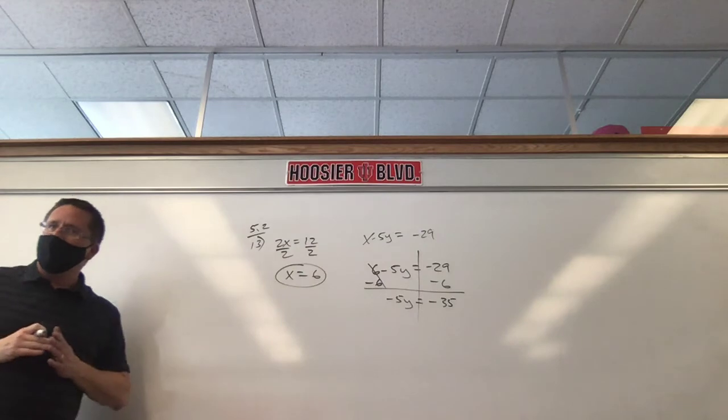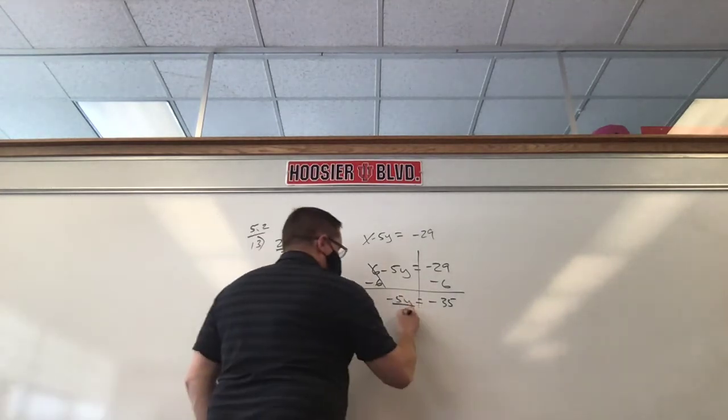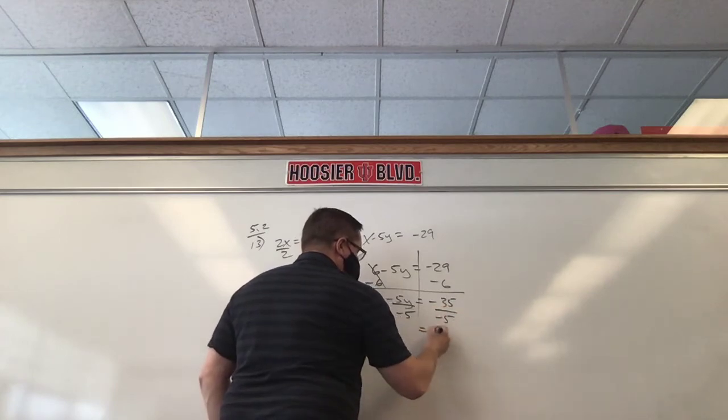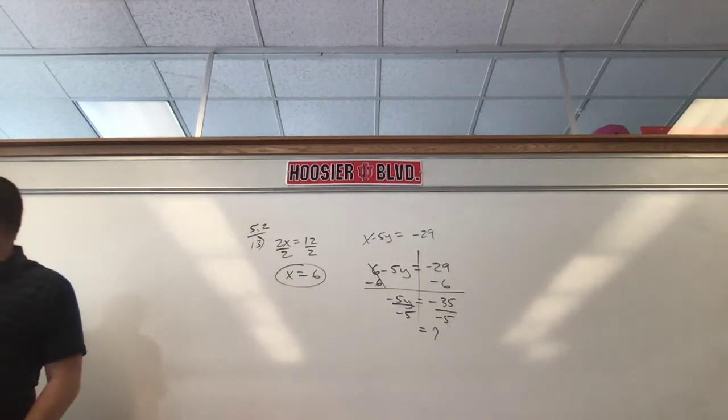Time out. Why aren't we done? Why is that by itself? Y is not by itself. So divide by what? Negative 5. You get 7. What's 7? Negative divided by negative is positive. So it's positive 7. Yep. Y is 7.